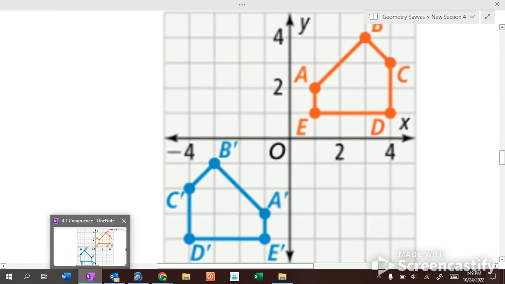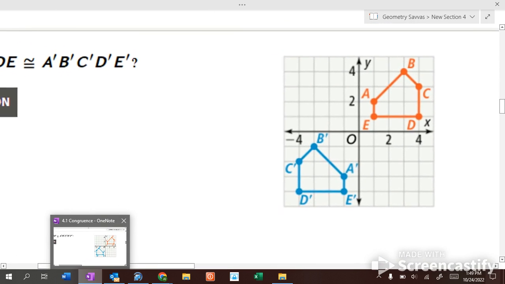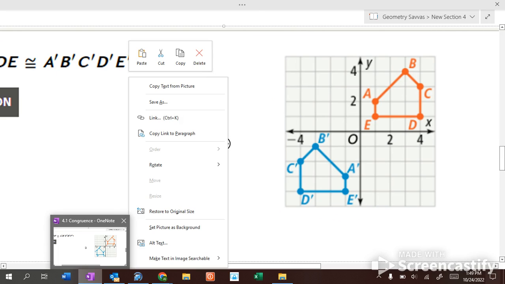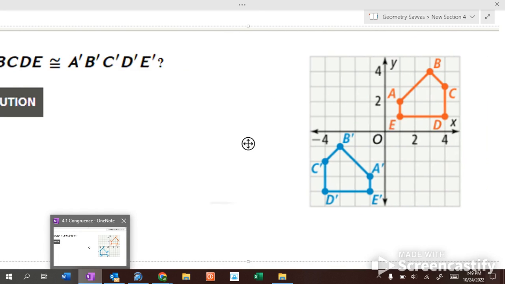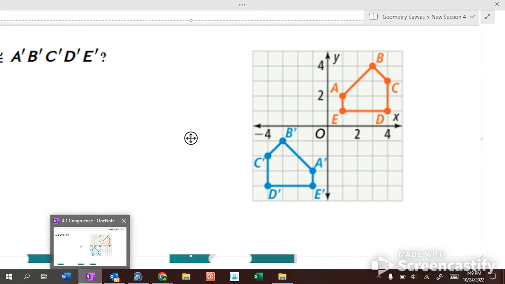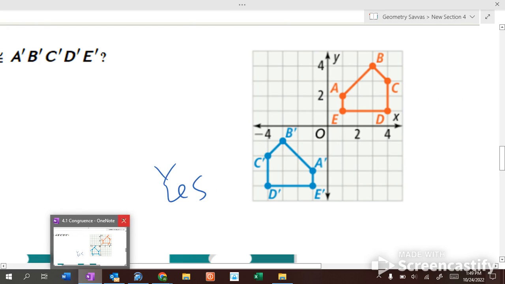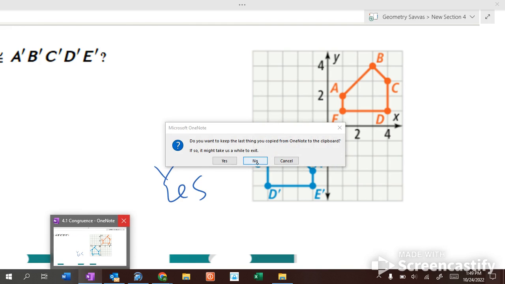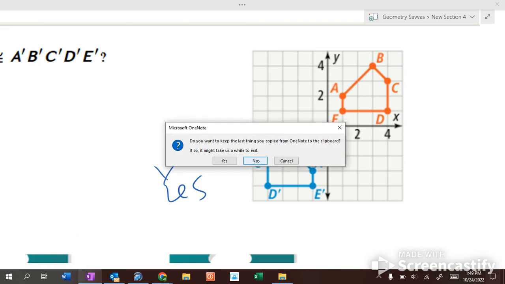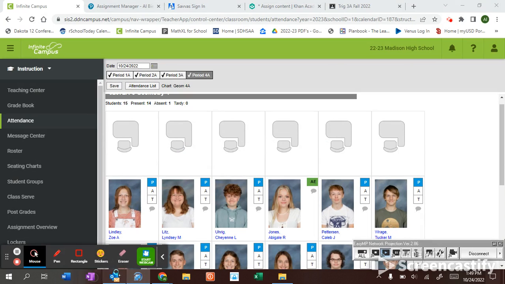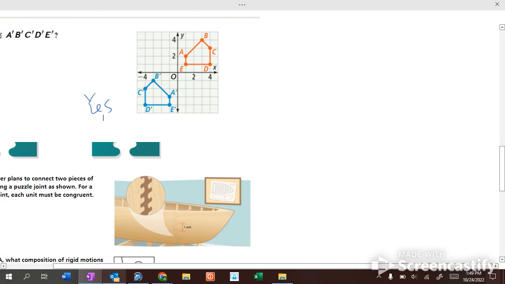Do these two look congruent? Sure do. They do look congruent. So, are these congruent? The answer is yes, because all the sides do the same thing. So, yes, they are congruent. All right.